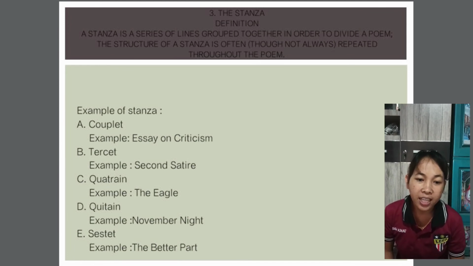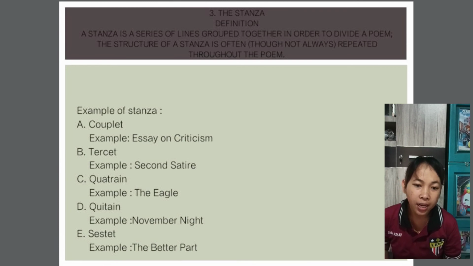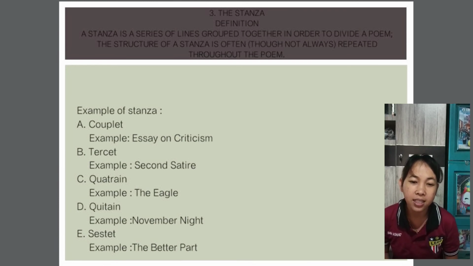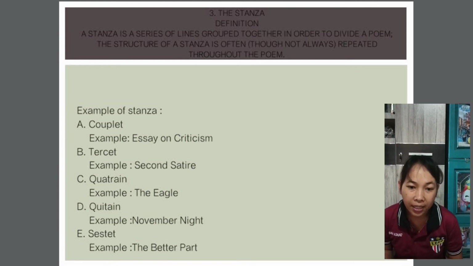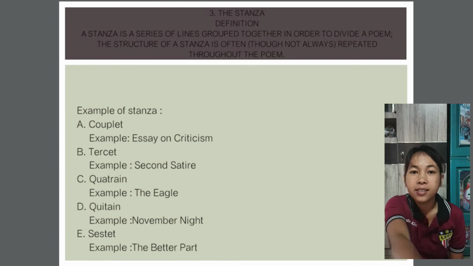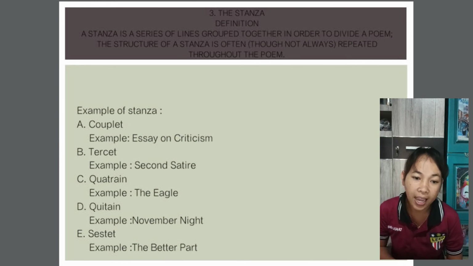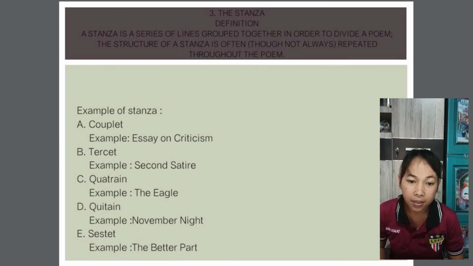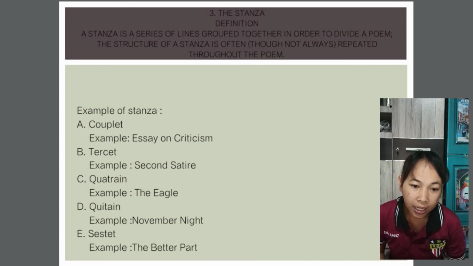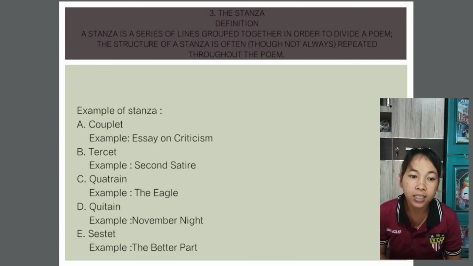cinquain. A cinquain is a stanza of 5 lines, which might be rhymed or unrhymed and has a typical stress pattern. For the example is November Night by Adelaide Crapsey. Okay, next, sestet. Sestet is a kind of stanza that consists of 6 lines. For the example is The Better Part by Matthew Arnold. And yeah, that's all about the stanza. Let's talk about the next.